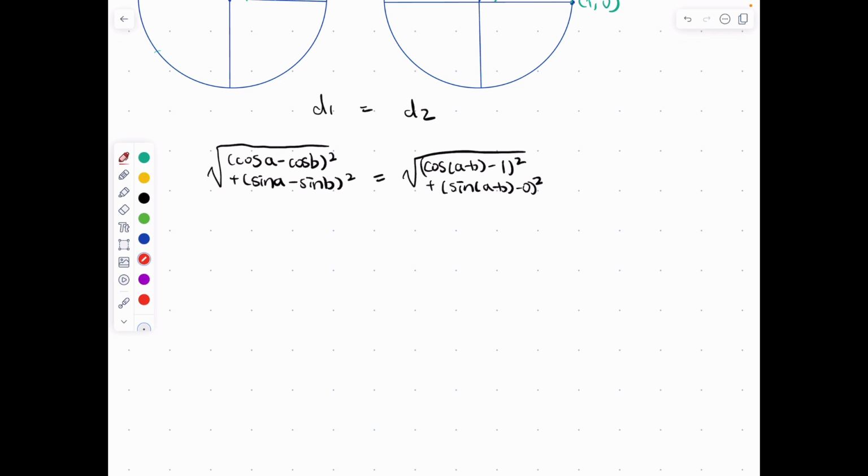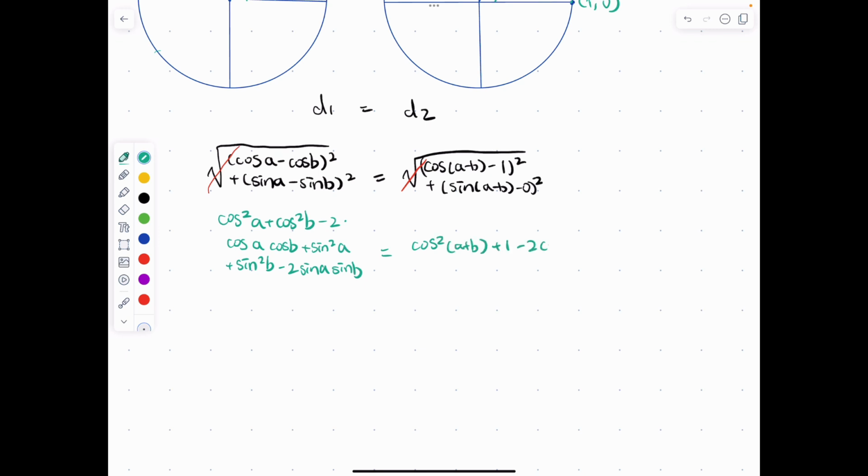Okay, so now we can cancel out the square root. So then that will give us cosine squared a plus cosine squared b minus 2 times cosine a cosine b plus sine squared a plus sine squared b minus 2 sine a sine b, and that is equal to cosine squared of a minus b plus 1 minus 2 cosine of a minus b, plus sine squared of a minus b.